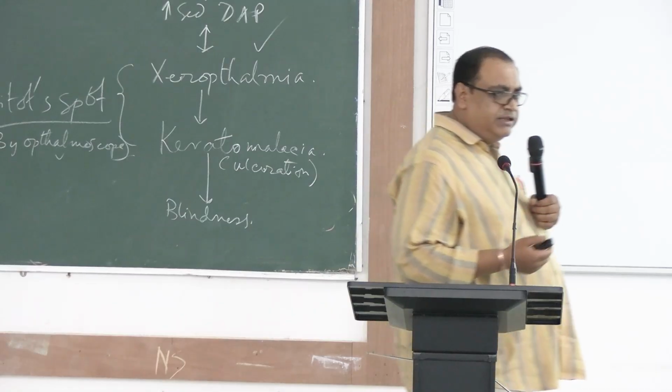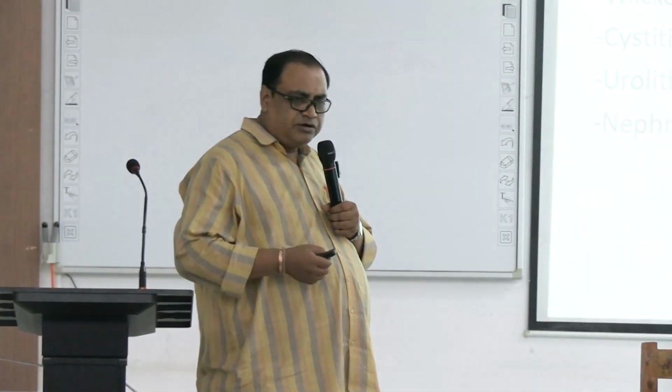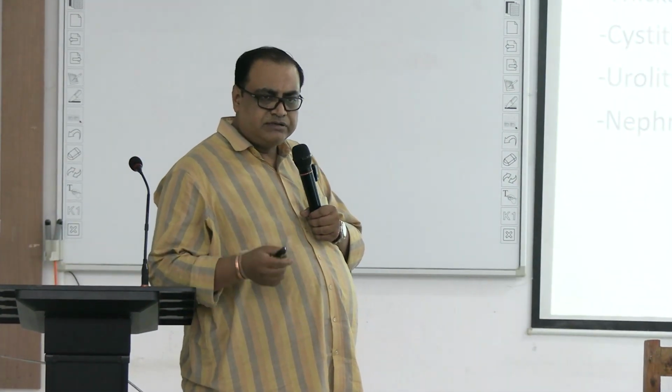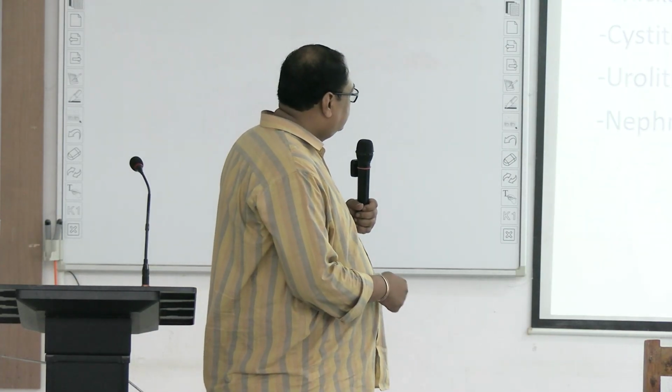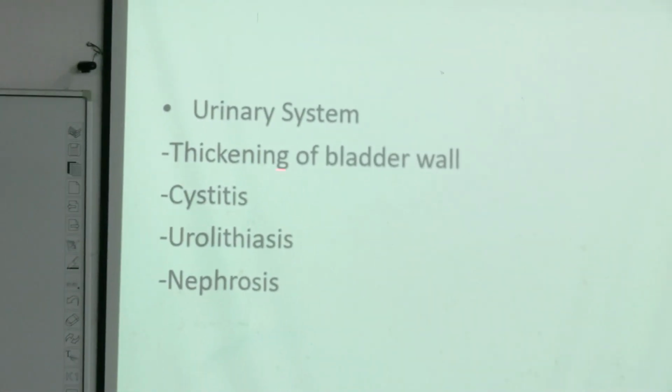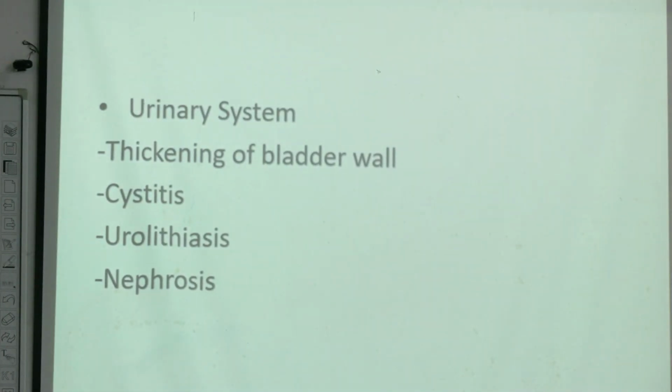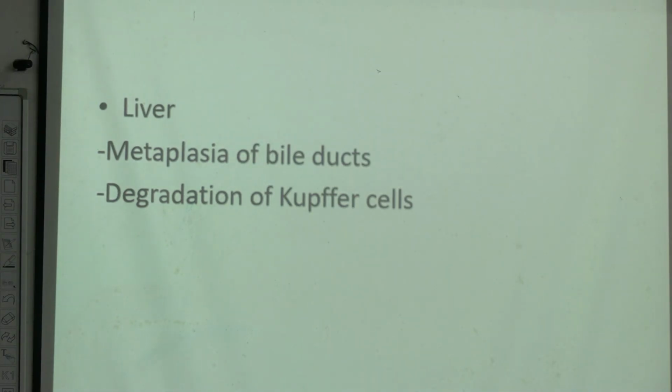Same thing, when the basement membrane is not regenerating due to absence of vitamin A, what will happen? It will get thickened. So like the bladder wall will get thickened. Cystitis means stone formation might take place. Urolithiasis means stone in the ureter. Nephrosis means inflammation of the nephron. Infection, same thing. Because of lack of vitamin A, it is exposed to infective organisms.